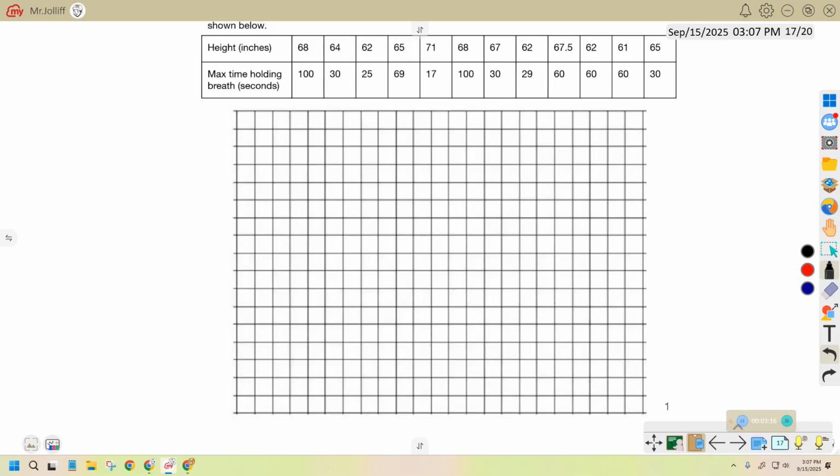So first thing, draw our axes. And I hear some people grabbing rulers, and that makes my math heart very happy.